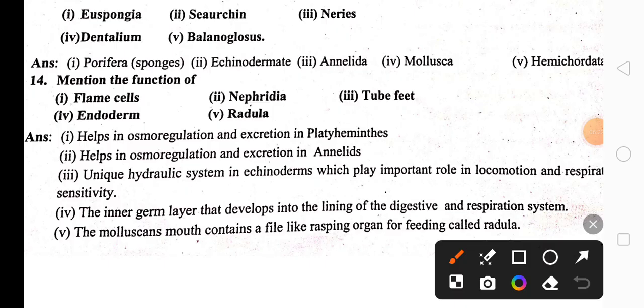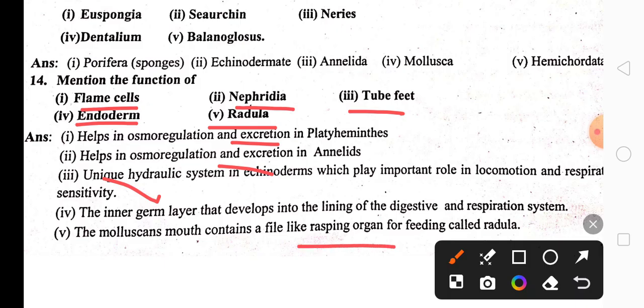And remember about the function of flame cells and nephridia. Both help in excretion and maintenance of osmoregulation. And remember, tube feet are helpful in locomotion. Endoderm is the inner germ layer, and radula is a rasping organ that helps in feeding in Mollusca.